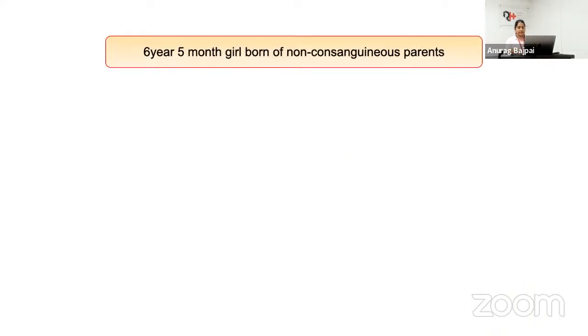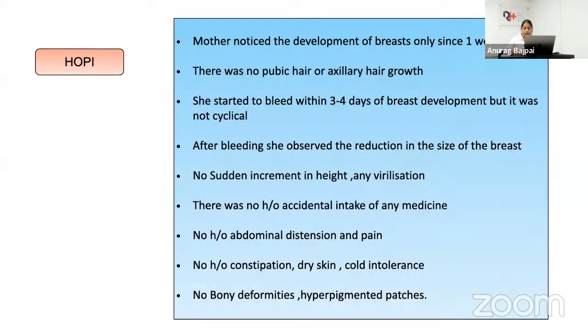So we have this 6 year, 5 month girl who was born of a non-consanguineous marriage, and her mother brought her because of the concern of early puberty. According to her mother, she noticed the development of breast one week ago, but there was no pubic hair or axillary growth, according to her. And she started to bleed within 3 days of breast development, but it was non-cyclical. It was just one episode.